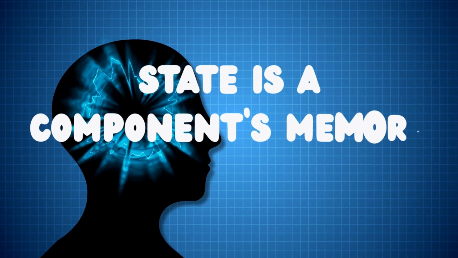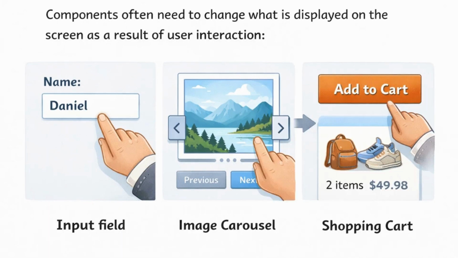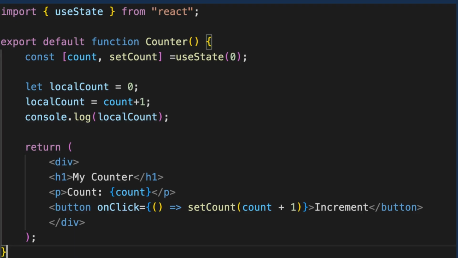So, what is a state? In simple terms, state is a component's memory. Components often need to change what is displayed on the screen as a result of user interaction. For example, typing in a form should update the input field, clicking next on an image carousel should change the displayed image, or clicking an add to cart button should add a product to the shopping cart. To perform these actions, components need to remember things such as the current input value, the current image, or the items in the shopping cart. This kind of component-specific memory is called state in React.